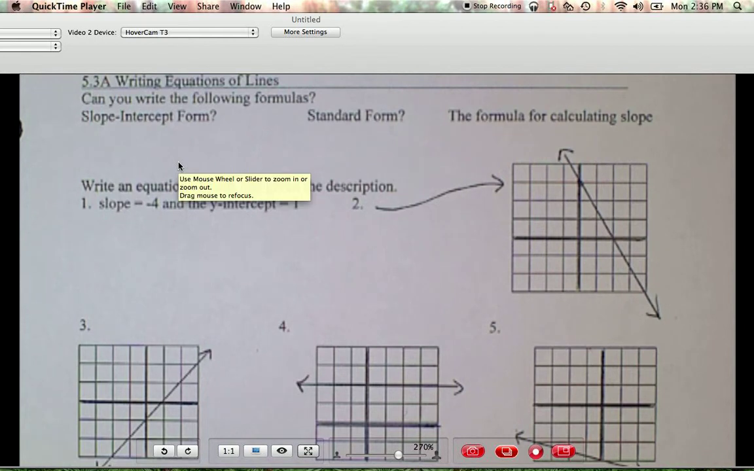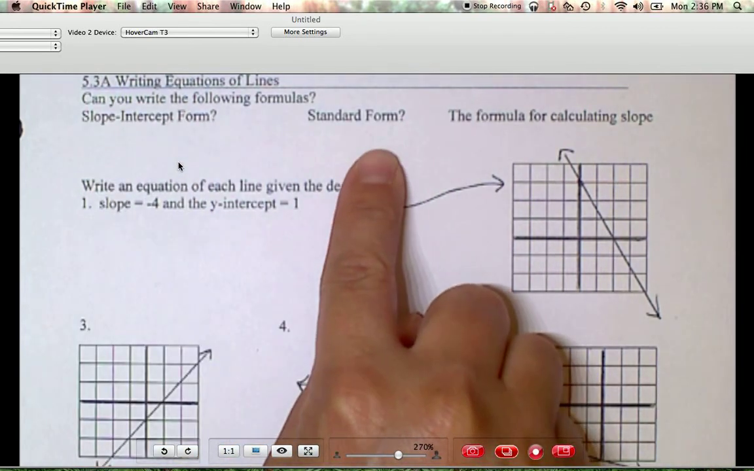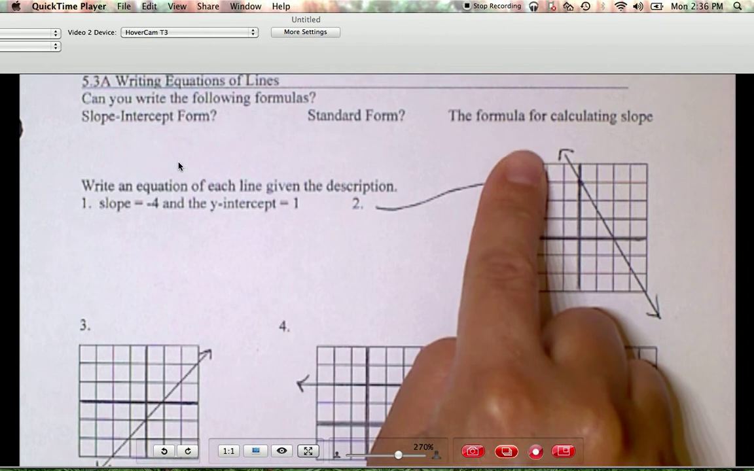Section 5.3 is all about writing equations of lines, and there are several different ways that we can write an equation of a line depending on what information that we know. Can you write the following formulas here? Slope-intercept form, do you know what that is? How about standard form? And what about the formula for calculating slope if you know 2 points?